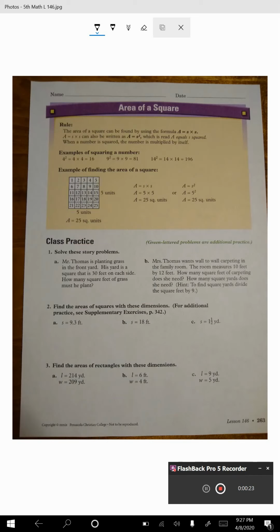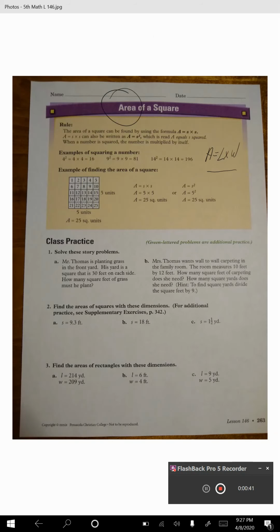This lesson should be pretty easy. Area. We're doing area, which is the inside of our shapes. So today we're doing area of a square. Remember yesterday the area of a rectangle was its length times the width.